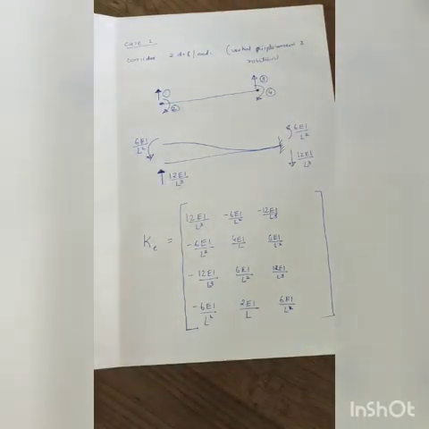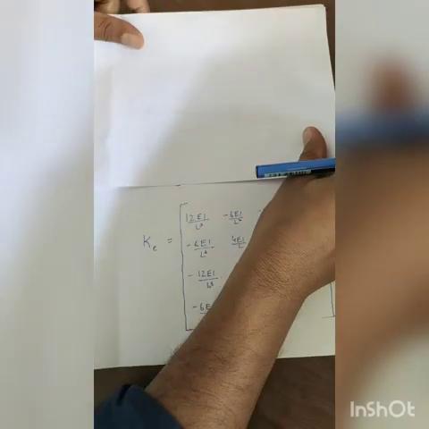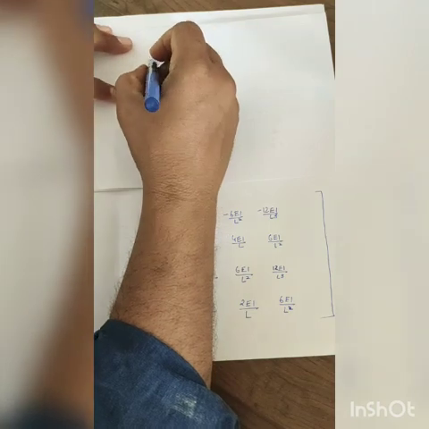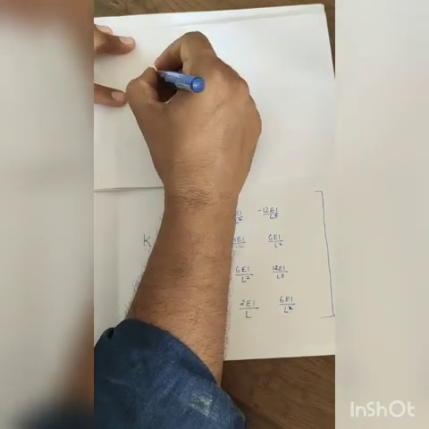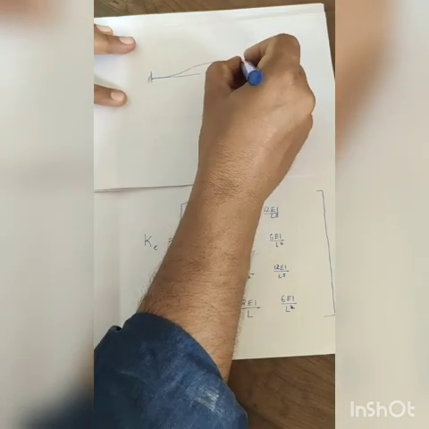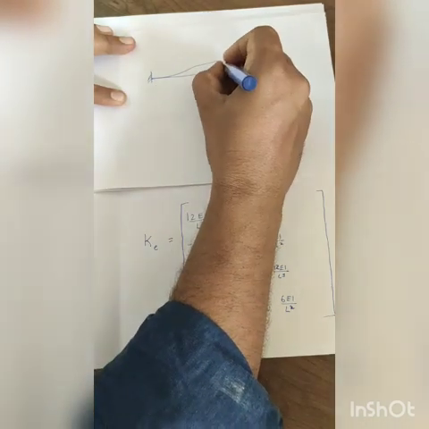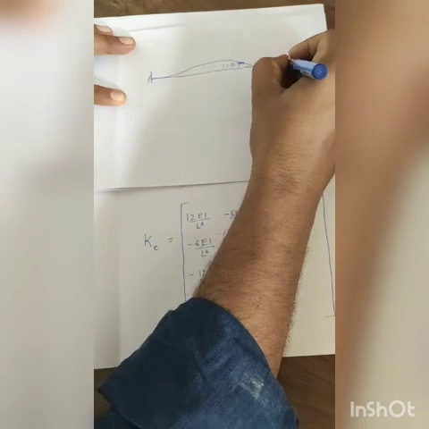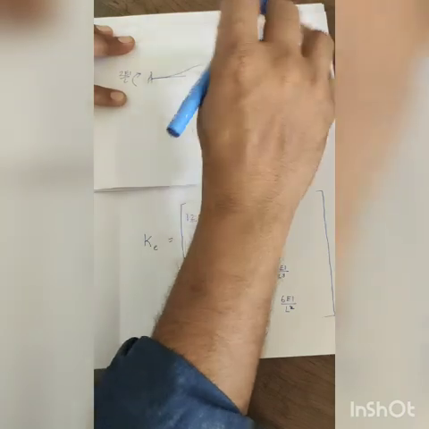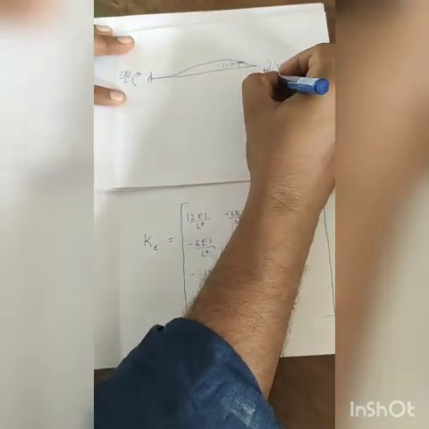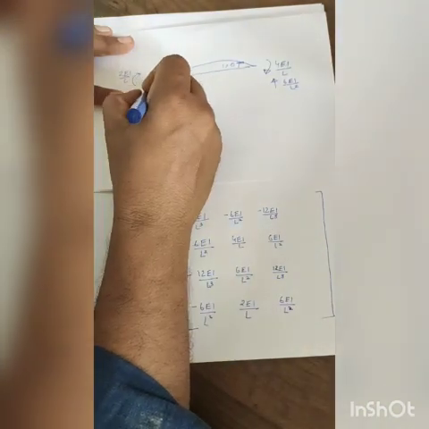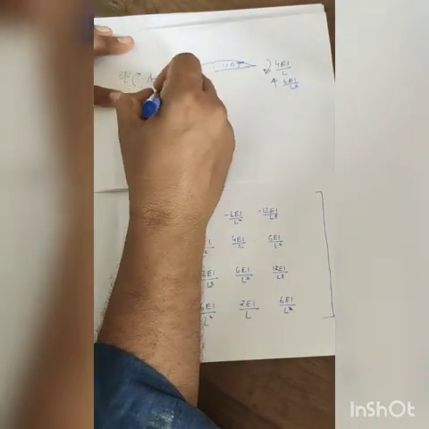Fourth column is very simple. So you have to apply a unit rotation at the second node, and you have to note down the moment and the forces. So I am fixing my left end, and I am applying a unit rotation in the clockwise direction. So theta is 1. So here 4EI by L. Here it is 2EI by L. Now it is clockwise, so the reaction is going to be anti-clockwise, 6EI by L square, and here also it is downward, 6EI by L square.